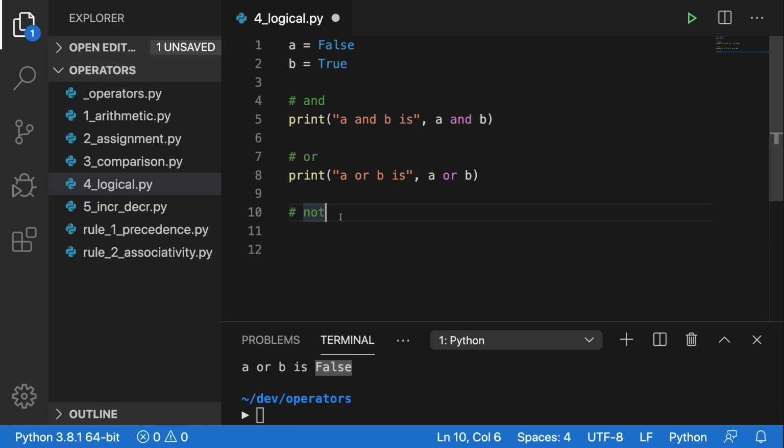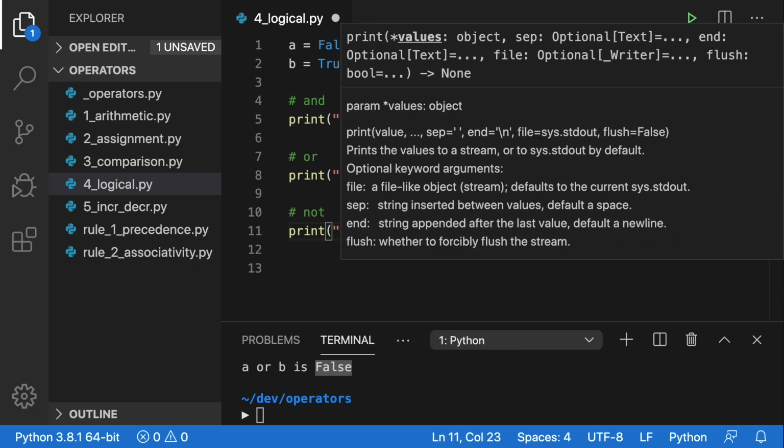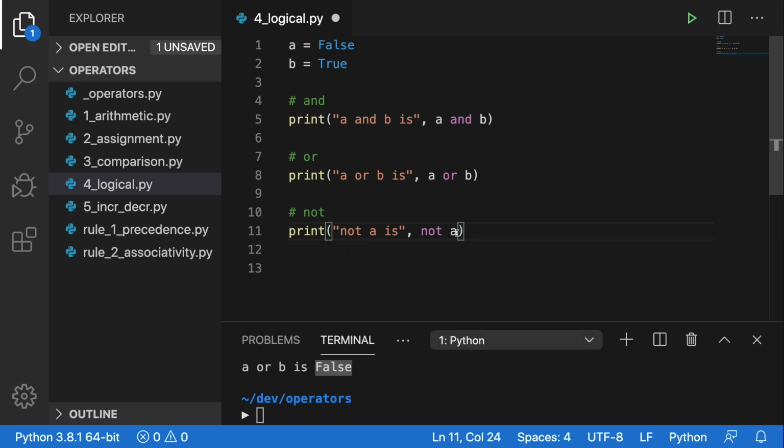Next logical operator is the NOT. It returns true if the operand is false. So not A. It returns true if the operand is false. A is false, so it returns true. B is true, so it returns false.